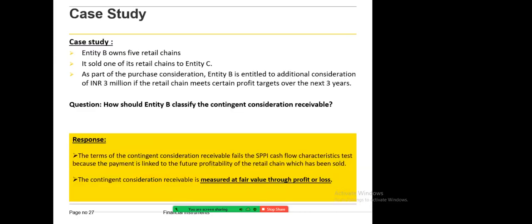If we see a case study, entity B owns 5 retail chains. It sold one of its retail chains to entity C. As part of the purchase consideration, entity B is entitled to additional consideration of INR 3 million if the retail chain meets certain profit targets over the next 3 years. How should entity B classify the contingent consideration receivable? The terms of the contingent consideration receivable fail the SPPI cash flow characteristics test because the payment is linked to future profitability. So that means it will fall under the residual category of FVTPL.